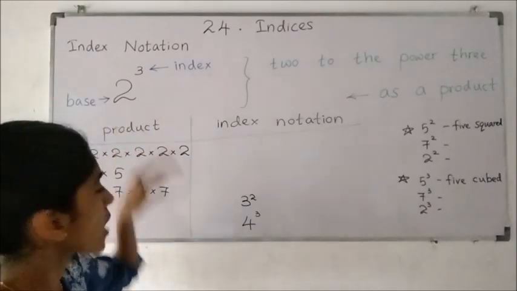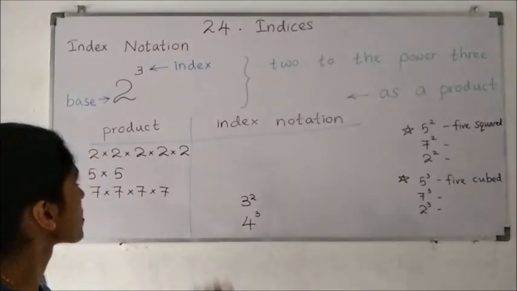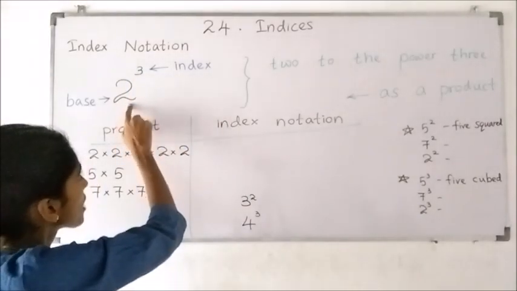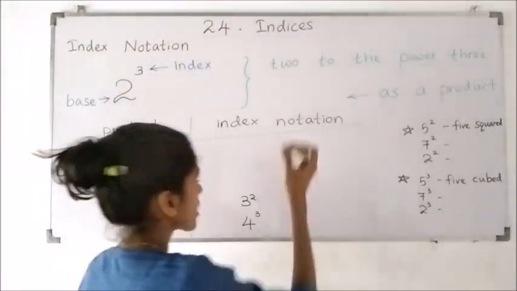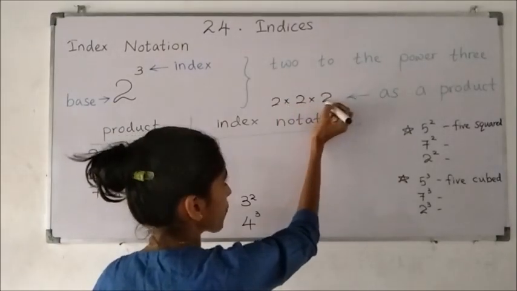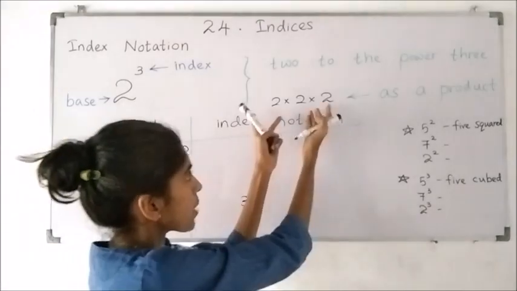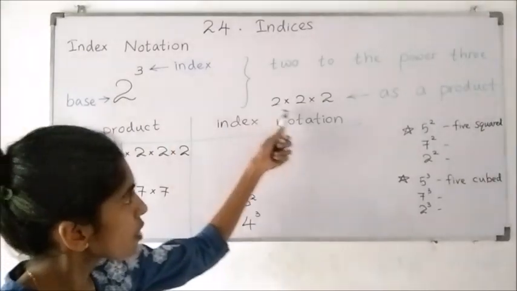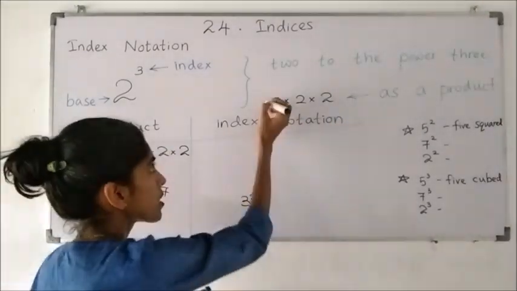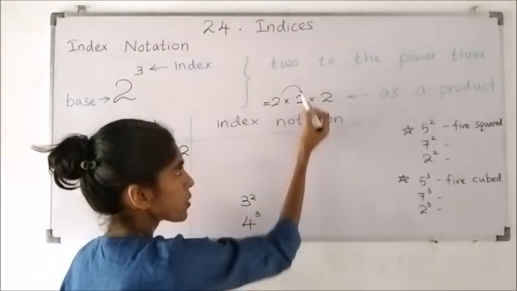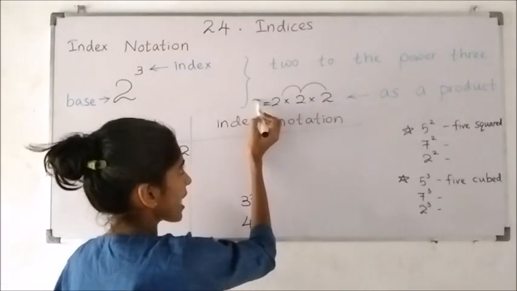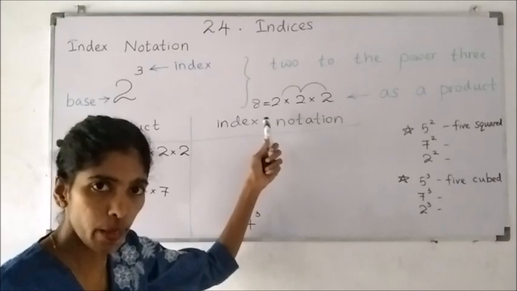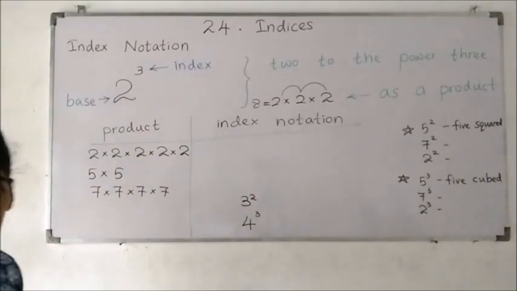Now we will see how to write this as a product by expanding. This 2 should be repeated 3 times. 2 should be multiplied by itself how many times? 3 times. So here I can write 2 multiply 2 multiply 2. Whenever you see a product like this, you can write it in index notation in this format. When we multiply these three values, 2 times 2 is 4, 4 times 2 is 8. The whole value is 8, which is just a whole number, and 8 can be written in index notation.